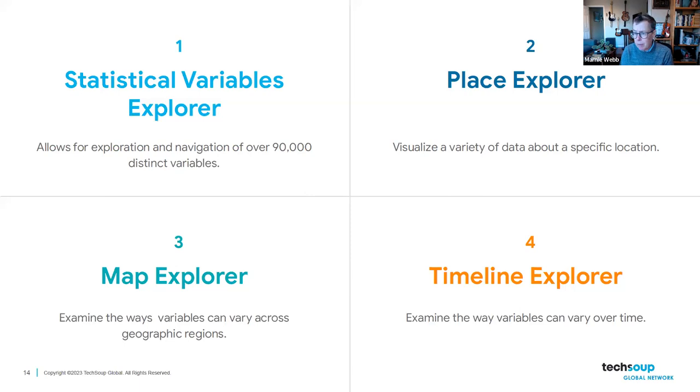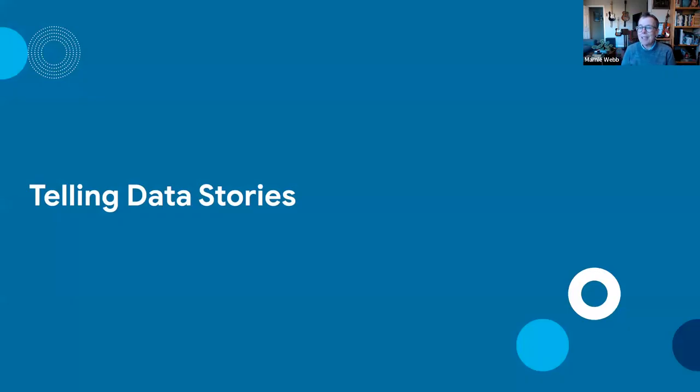And then finally, a timeline explorer. The timeline explorer allows you to take the data that you might have looked at in the place explorer or the map explorer, and spread it out over time. So I'm not just seeing the number of fires in Chile, let's say, right now, but I'm able to see how fires have changed over time, against a timeline explorer. That's what it's called.